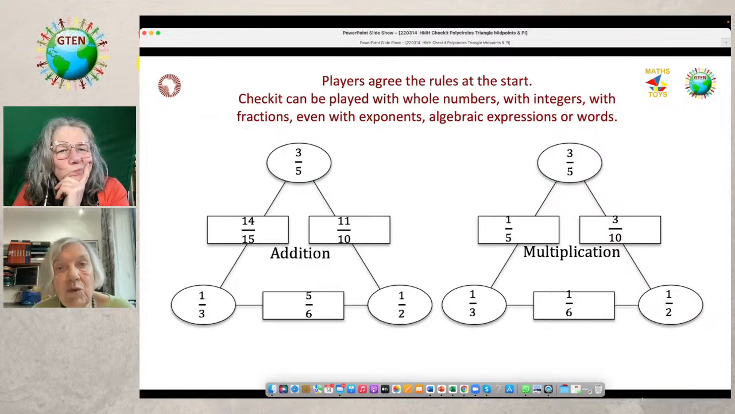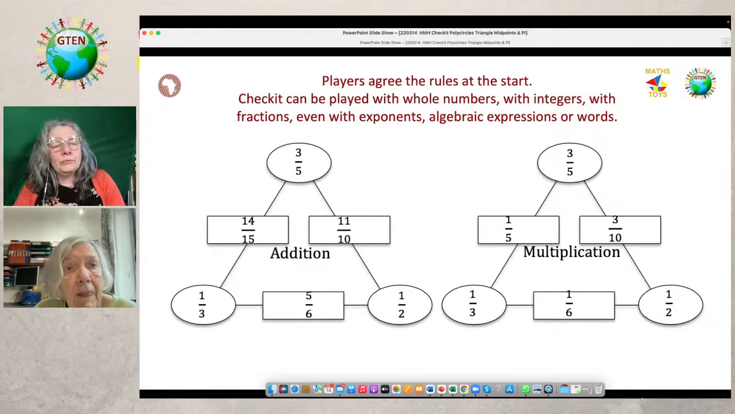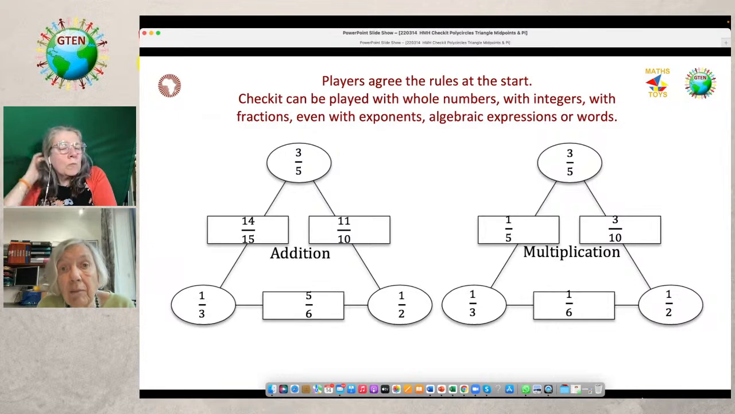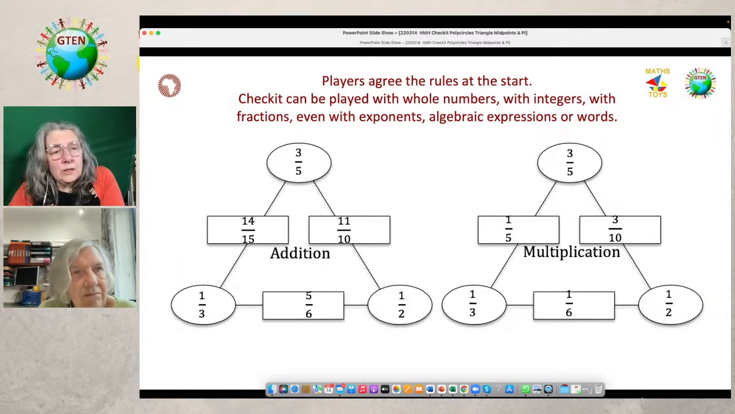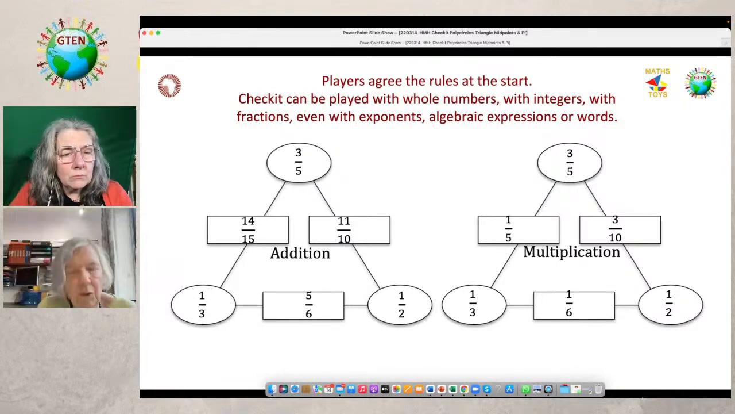Players agree the rules at the start. And Checkit can be played for whole numbers, and we've just seen for fractions. It also can be played with integers, so you can have some positive and negative numbers. And we're going to see in a few minutes how exponents or powers can be used there, or algebraic expressions, or even words, and also decimals and percentages. Absolutely. So there's endless possibilities.